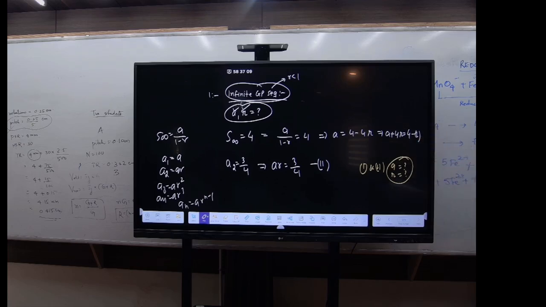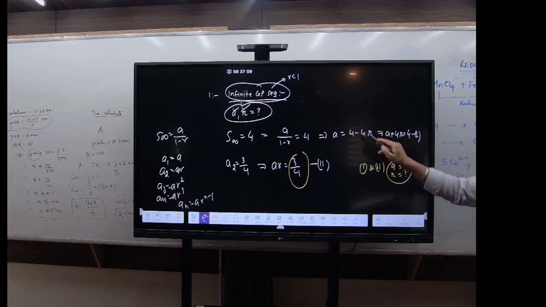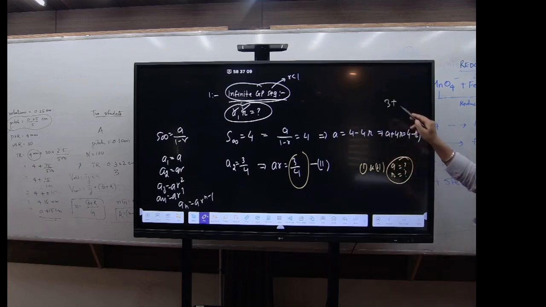Put option number 4: A into R, 3 into 1 by 4, 3 by 4. Put it here also. Put A equal to 3 and R equal to 1 by 4, so 3 plus 1 by 4, which is 4. So can I say both are satisfying?